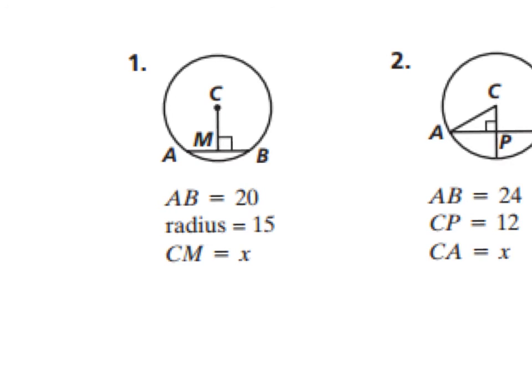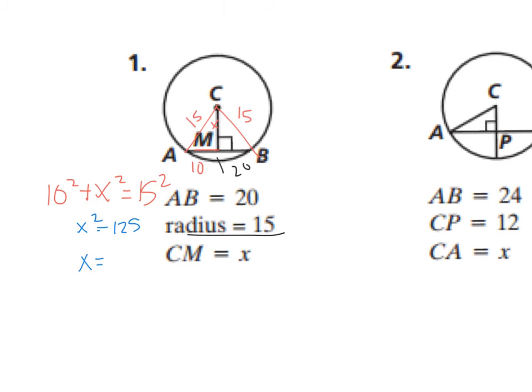So if AB is 20 and the radius is 15, then this has to be 10, and these are 15. And CM is equal to x. You're finding x. So you're going to use the Pythagorean theorem. 10 squared plus x squared equals 15 squared, and solve for x. So x squared equals 125. X equals the square root of 125, which is 5 root 5, and no units.